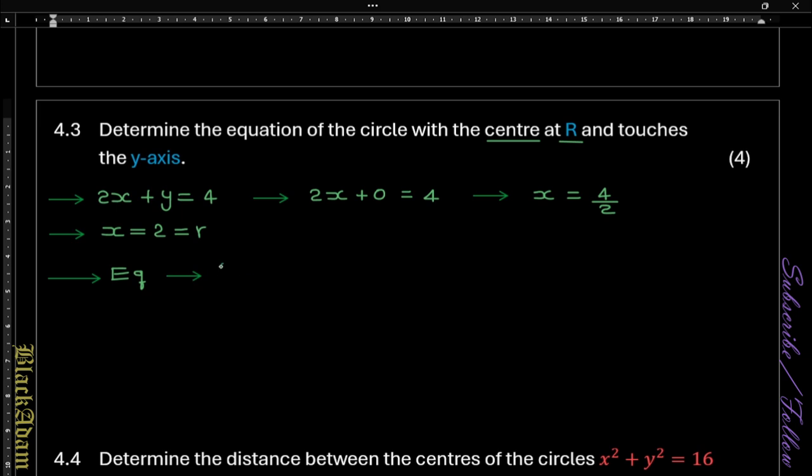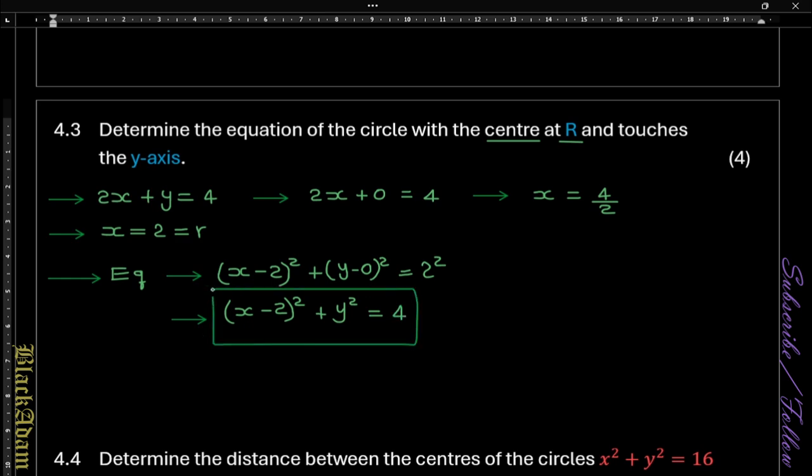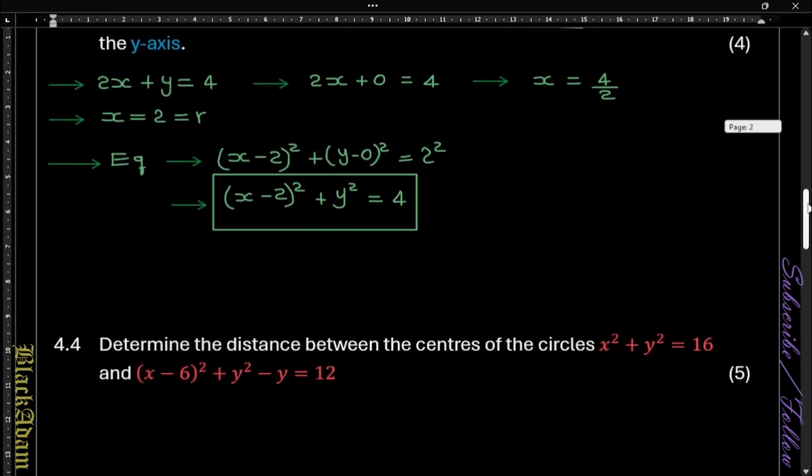The equation states that it's x minus the coordinate of the center, which is 2, squared, plus y. Remember y is 0 at the center, and then is equal to r squared, that's 2 squared. So that's going to be x minus 2 squared plus y squared is equal to 4. So that's our equation for 4.3.